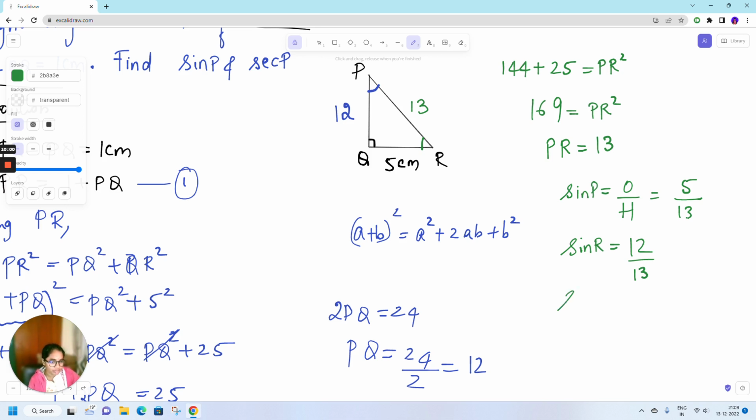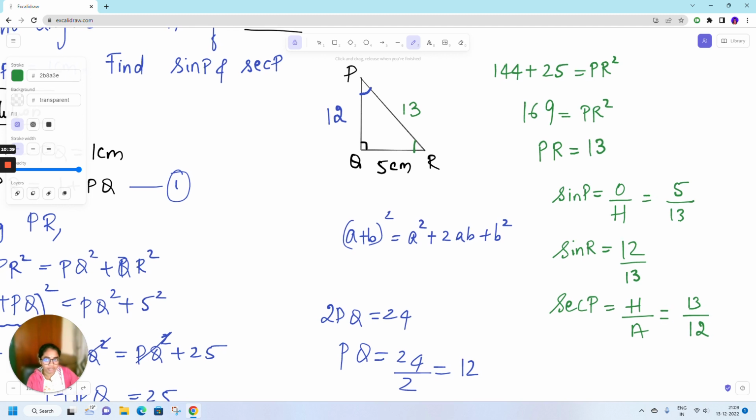Now, what is the formula for secant P? As you should know, secant is the reciprocal of cos theta. What was our cos theta? It was adjacent by hypotenuse. So secant would be hypotenuse divided by adjacent. What is the hypotenuse value? It is 13. Now we are taking this with respect to angle P. So hypotenuse divided by adjacent is 13 by 12.